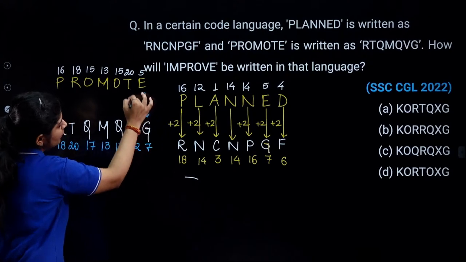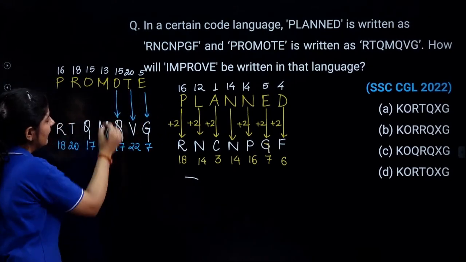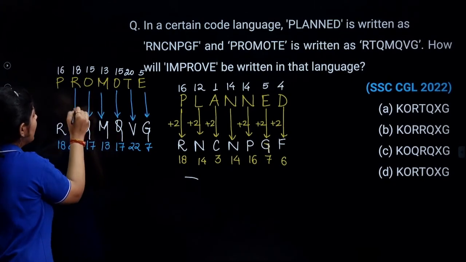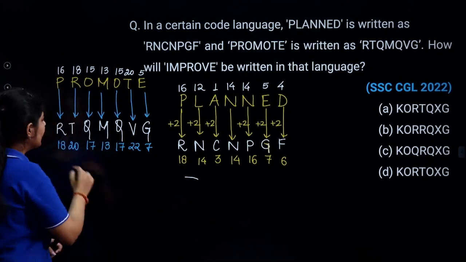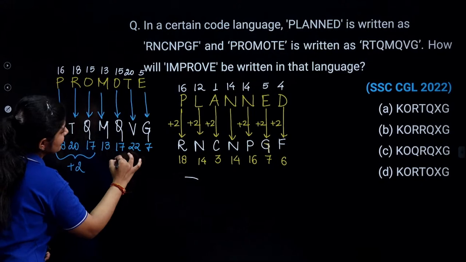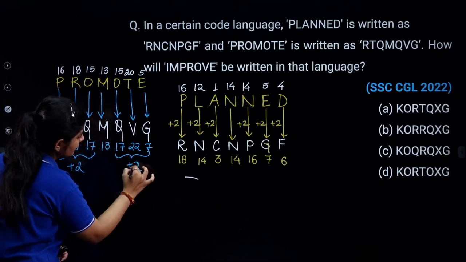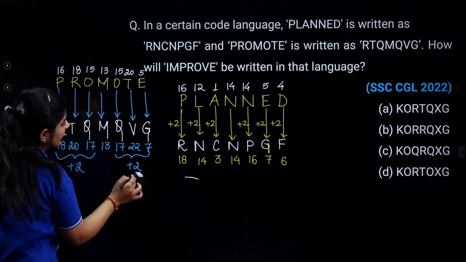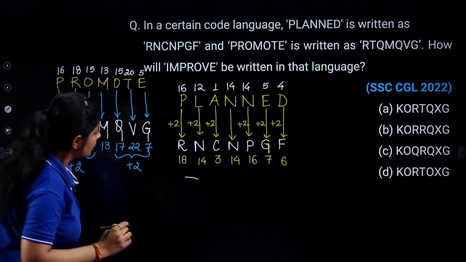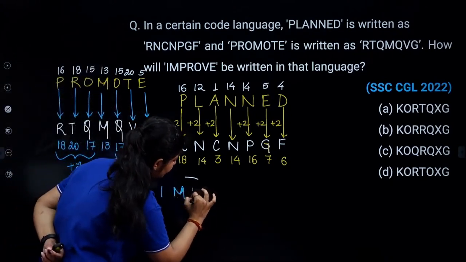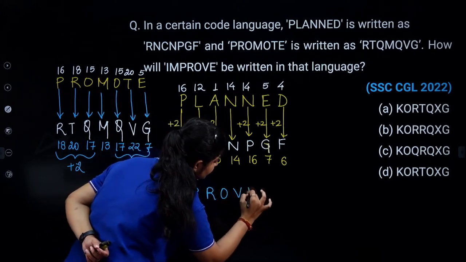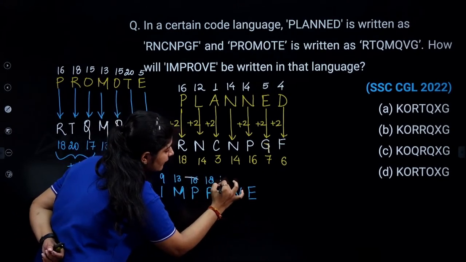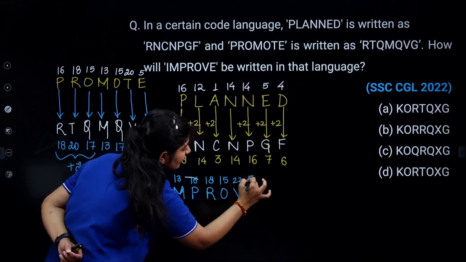Again plus 2, plus 2, plus 2, right? The middle alphabet is not going to be changed. Plus 2, plus 2, plus 2. Now what we need to do is simply apply the same pattern with this word improve and we will get our answer, right? Okay. So here we are having improve: 9, 13, 16, 18, 15, 22 and 5.